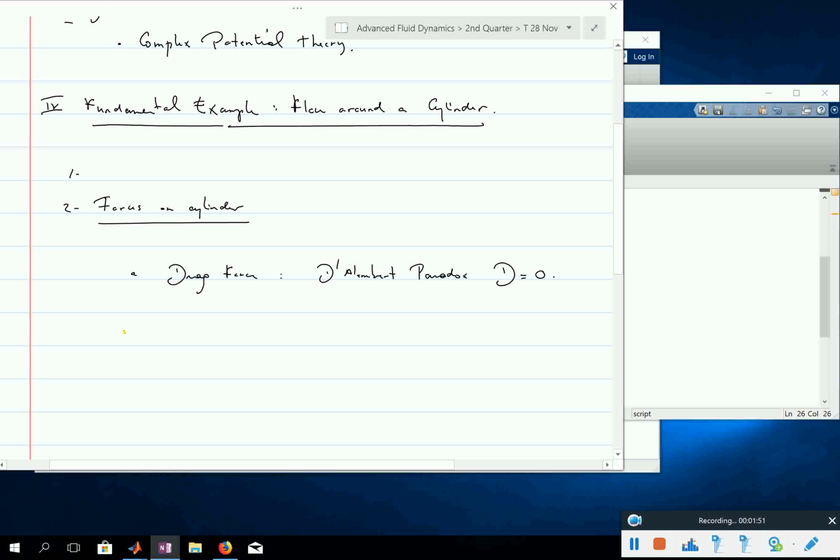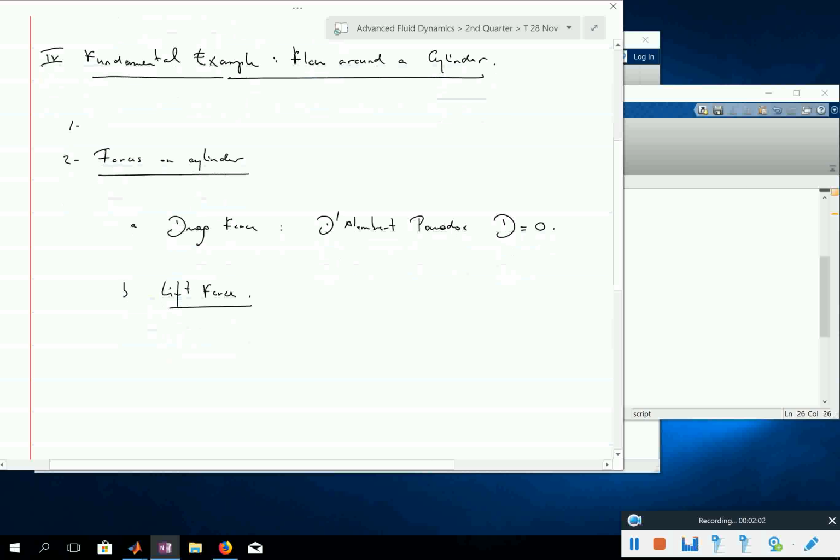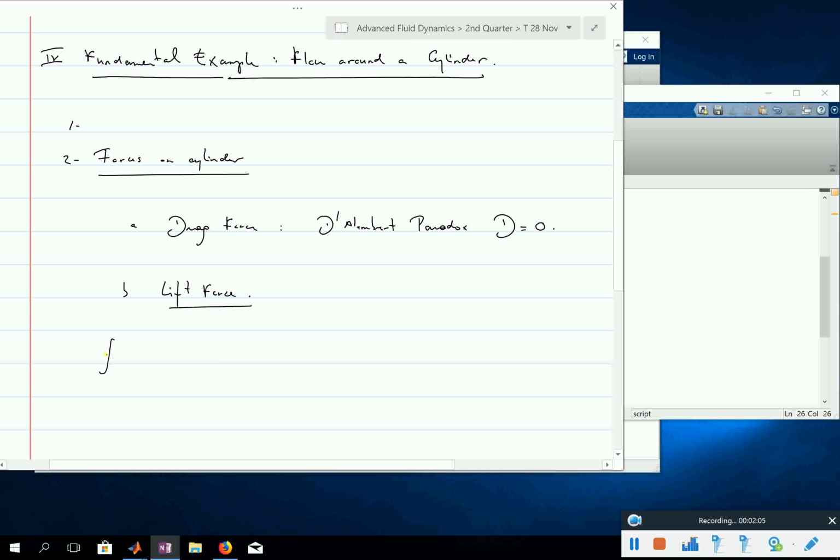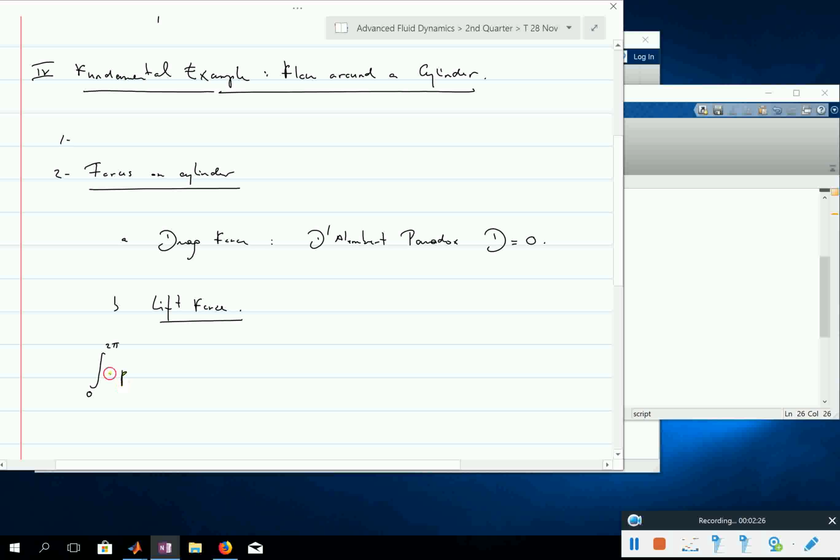Okay, so B, lift force. Let me just rewrite the integral. Our integral was over the closed contour, which is our cylinder. And again, it's a two-dimensional flow. Remember, we're only talking now about 2D planar flows. This is the only case where we can write all of our little singularity solutions. So the integral from 0 to 2 pi of minus p times the normal vector, which is actually the radial vector in that case, because we have a cylinder.